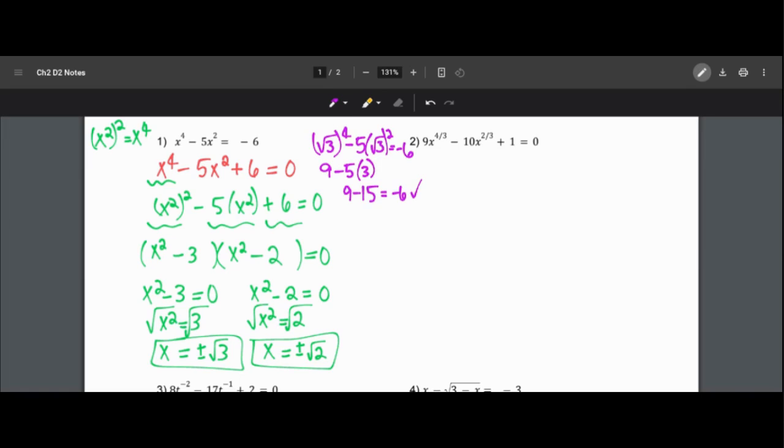I could check again with the square root of 2 to the fourth minus 5 times the square root of 2 squared and see if that equals negative 6. Square root of 2 times square root of 2 is 2, and then times another square root of 2 times square root of 2, which is another 2, so 2 times 2 is 4, minus 5 times 2, which would be 4 minus 10, and that indeed equals negative 6.